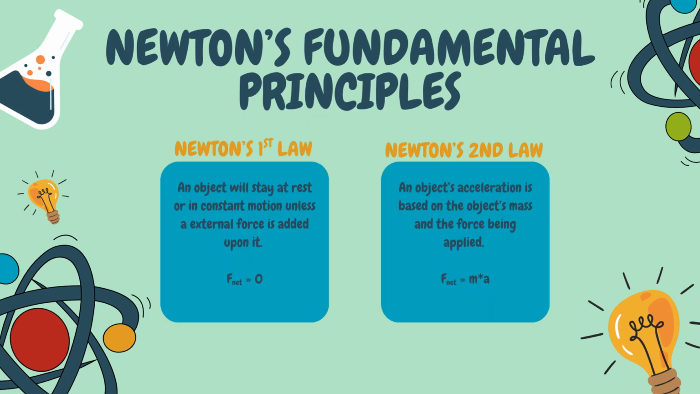Newton's fundamental principles. First, we use Newton's first law, which states that an object will stay at rest or in constant motion unless an external force is added upon it, where F net equals 0. And then Newton's second law states that an object's acceleration is based on the object's mass and the force being applied, which is F net equals mass times acceleration.